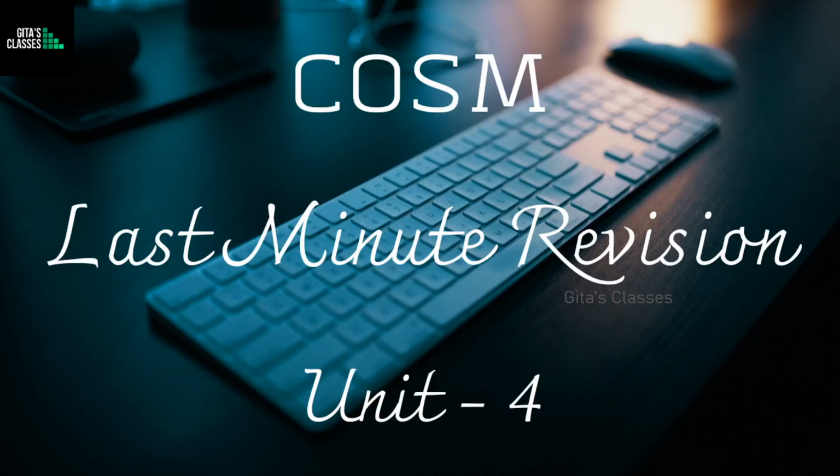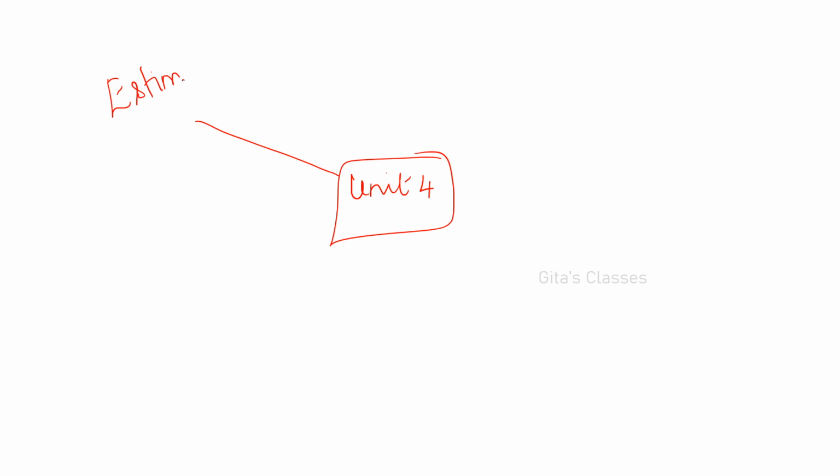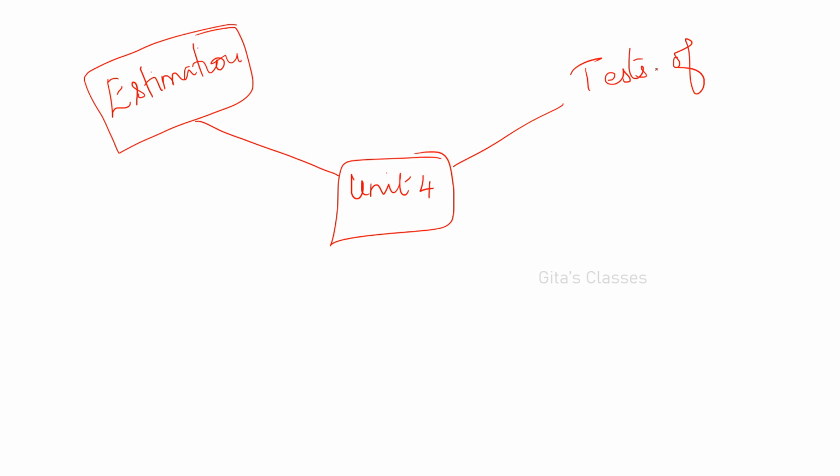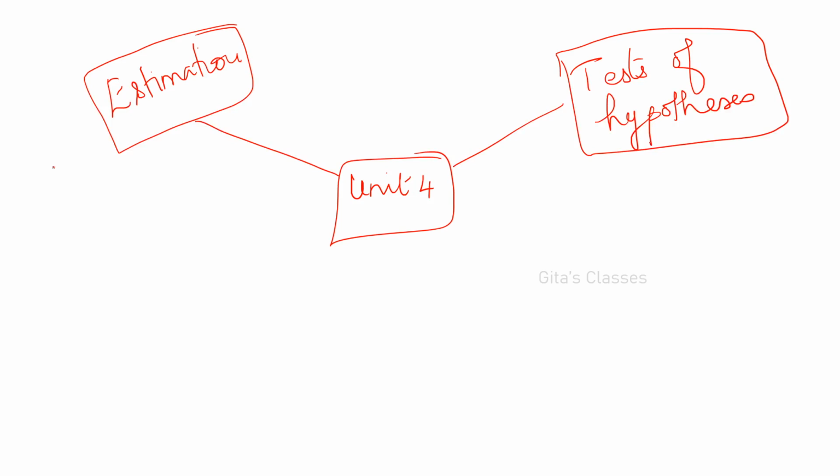Now we are going to revise Unit 4 of COSM. In Unit 4 we have two topics: one is estimation and another one is tests of hypothesis for large samples. In estimation we have different formulas.